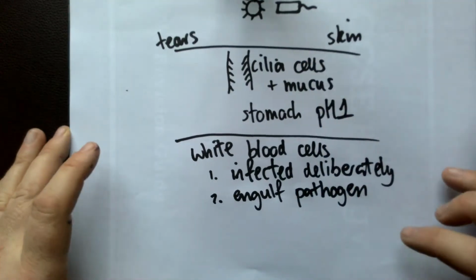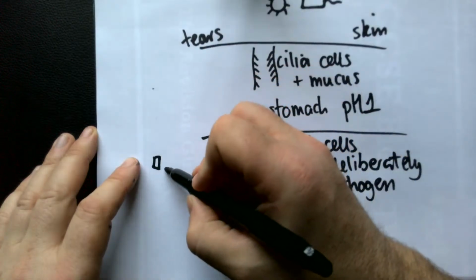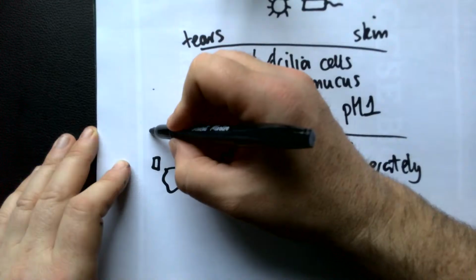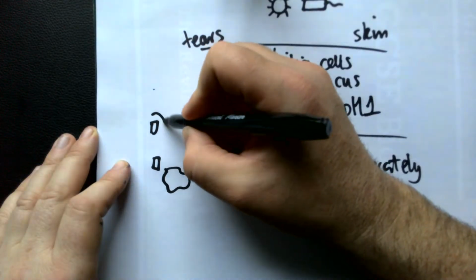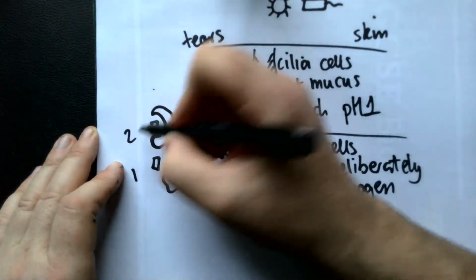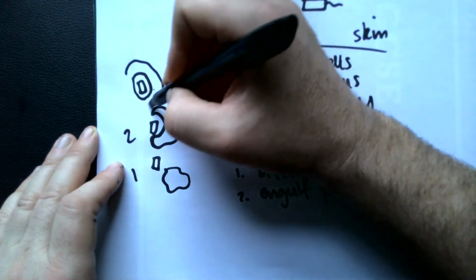So if I can try and do a little diagram over here to the side, I want to imagine this is my pathogen. Here's my white blood cell. It'll come along and it will start to wrap itself around it. So that's going to be 1, that's going to be 2. Eventually, it's fully enveloped around it.